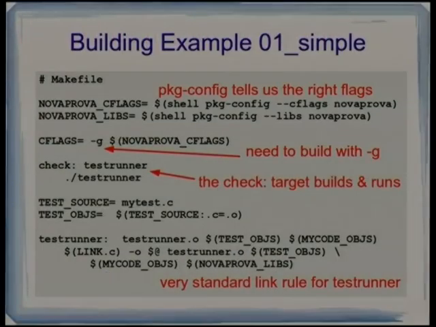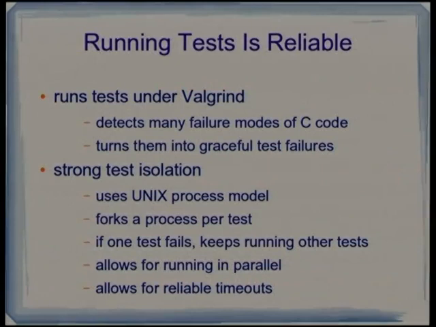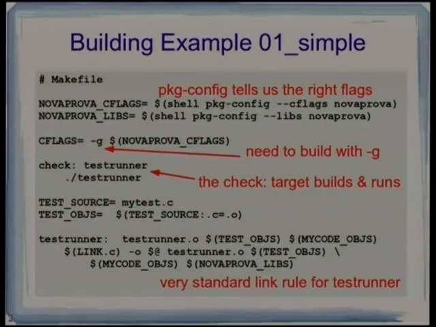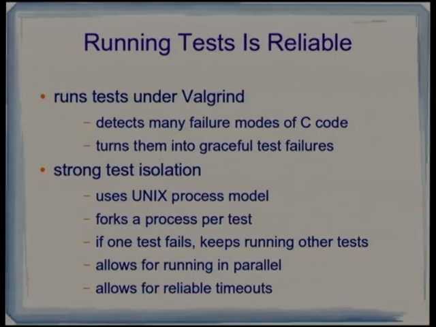There isn't much. Package config tells you the cflags and the libs. You feed that into cflags, -g. This is your check. You build the test runner, you run the test runner. Not much to it. Find the test source. This is a very bog standard link line. Running the test is reliable. So we run the test under valgrind. You may have noticed back in this makefile, there's no valgrind here. So what happens is the test runner program valgrinds itself.